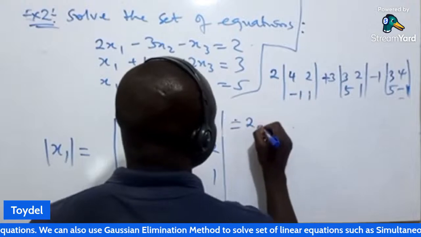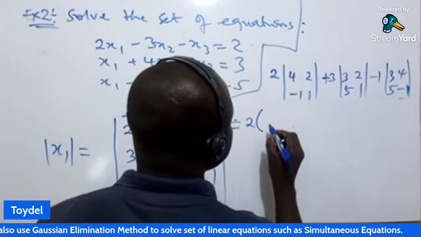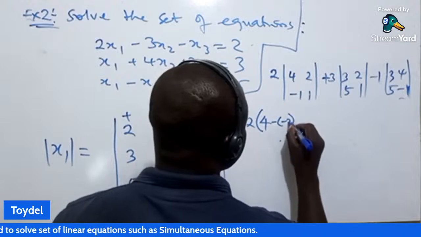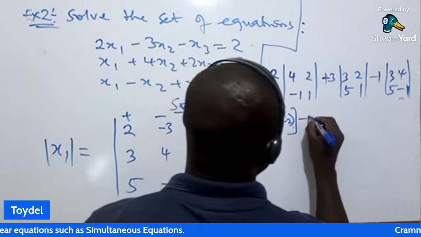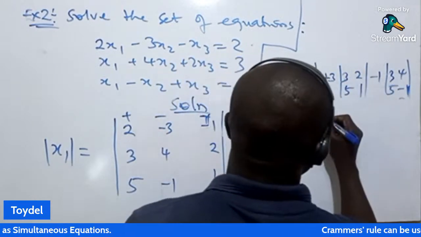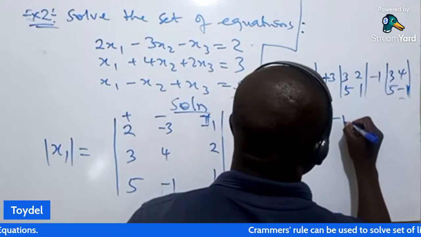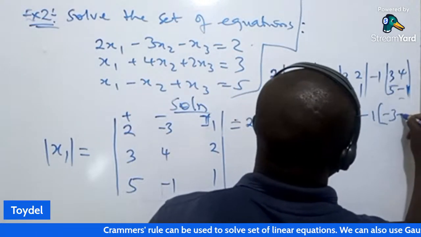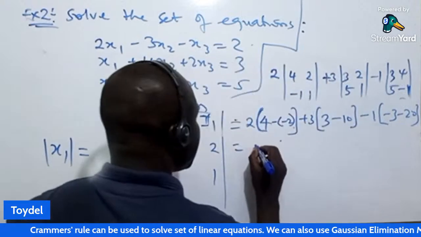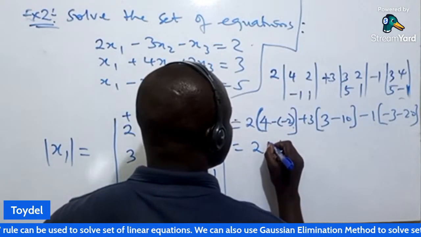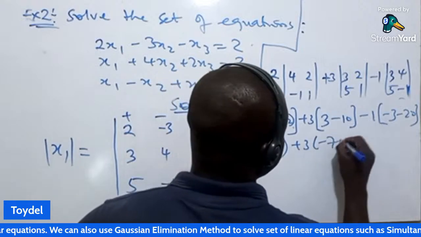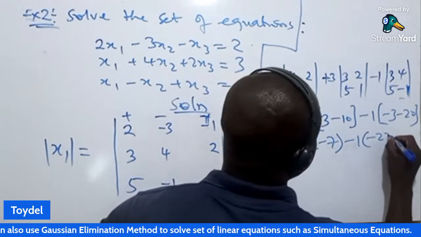In this, I'm going to have 2 into bracket 4 times 1. 4 times 1 is 4, minus into bracket -2. That's what I'll get. Then plus 3 into bracket 3 times 1 is 3, 5 times 2 is 10, 3 minus 10. Then I have -1 into bracket -3, 5 times 4, -20. So from here, I'm going to have 2 into bracket 6, that's 2 multiplied by 6, plus 3 into bracket -7, then minus 1 into bracket minus 23.